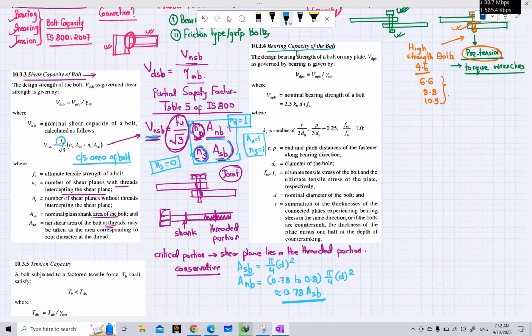Since what we discussed in our last lecture was that bearing is a two-way process. That means the bolt is also bearing on the plate and the plate is also bearing on the bolt. So bearing is a two-way process, and hence the capacity of bolt on bearing is affected by the dimensions of both bolt and plates here.